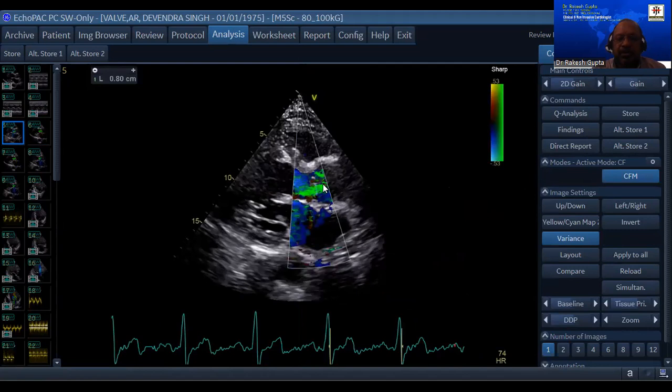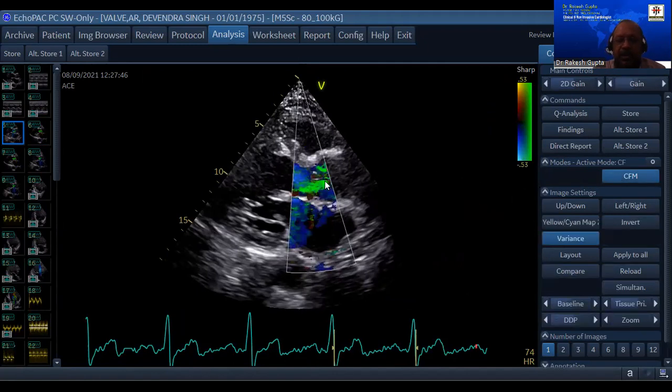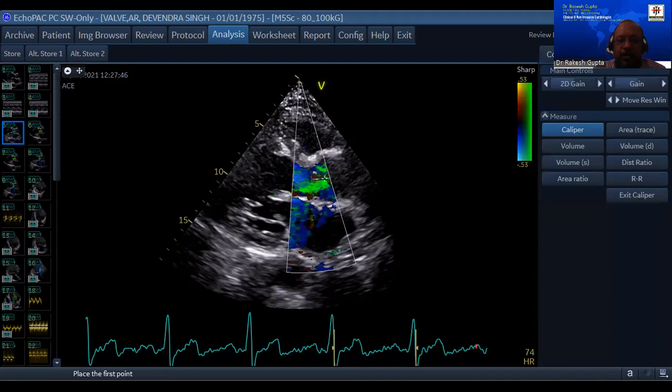So this is the vena contracta, from where this regurgitation jet originates. So I'm trying to show you this vena contracta. This is the point of vena contracta from where the regurgitation jet originates. So this is vena contracta, and we can measure this vena contracta from one point to the second point. So this is vena contracta, which is almost 0.7 centimeters. Severe aortic regurgitation. That's one point.